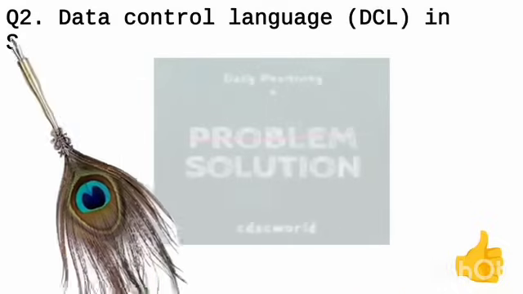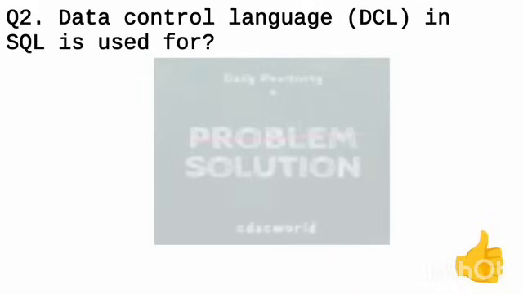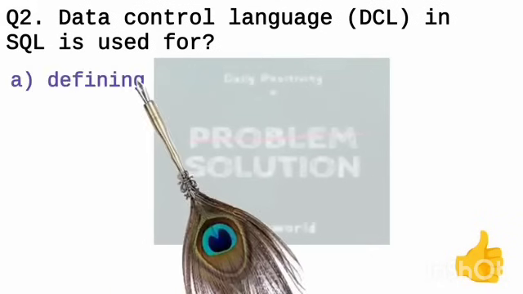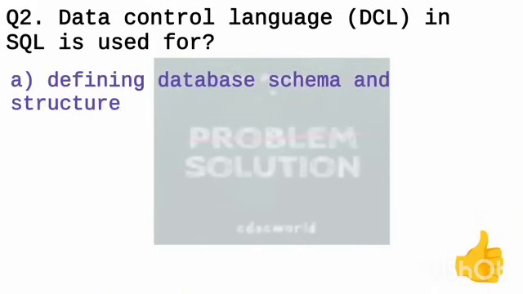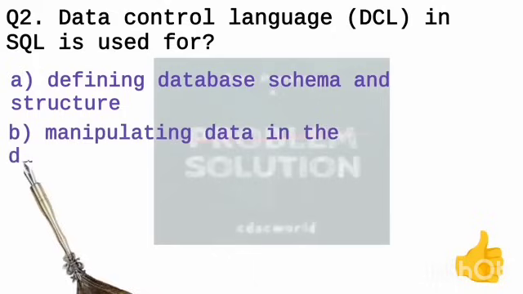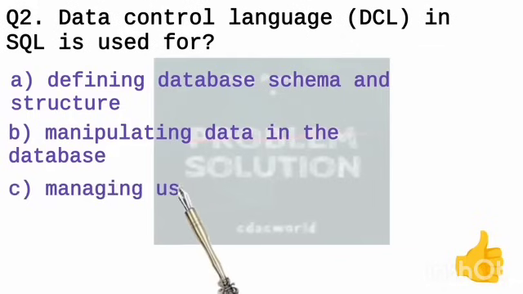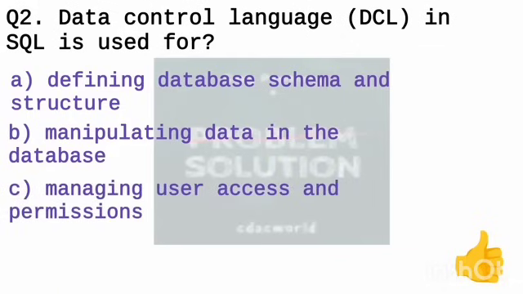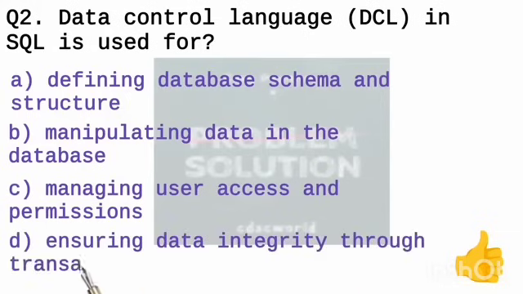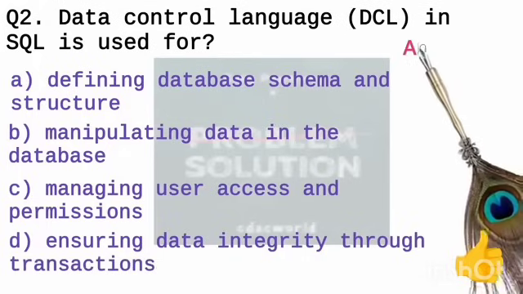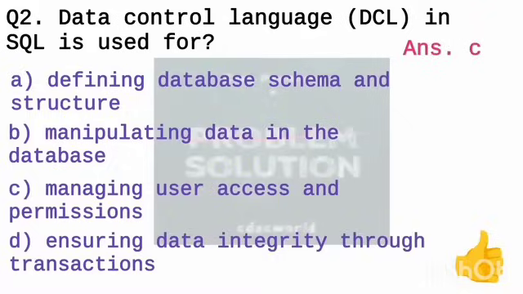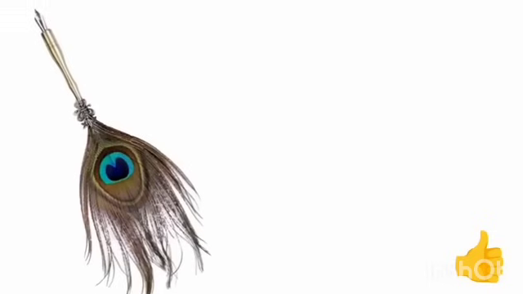Query number 2. Data control language in SQL is used for: Option A, defining database schema and structure. Option B, manipulating data in the database. Option C, managing user access and permissions. And D, ensuring data integrity through transactions. And the answer is C, managing user access and permissions.